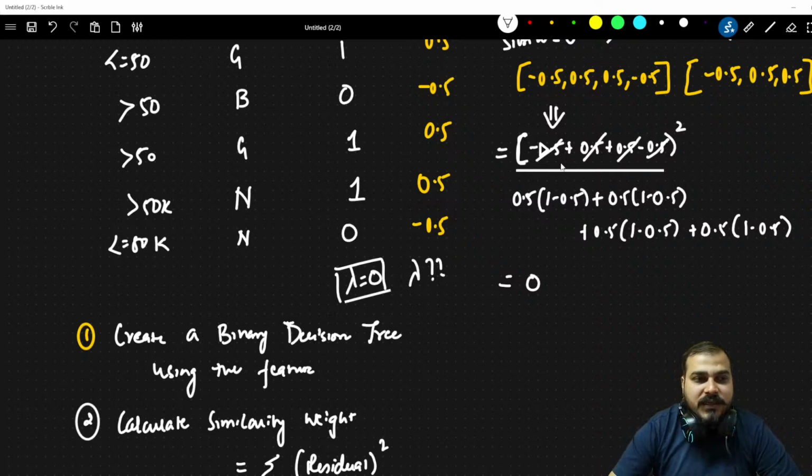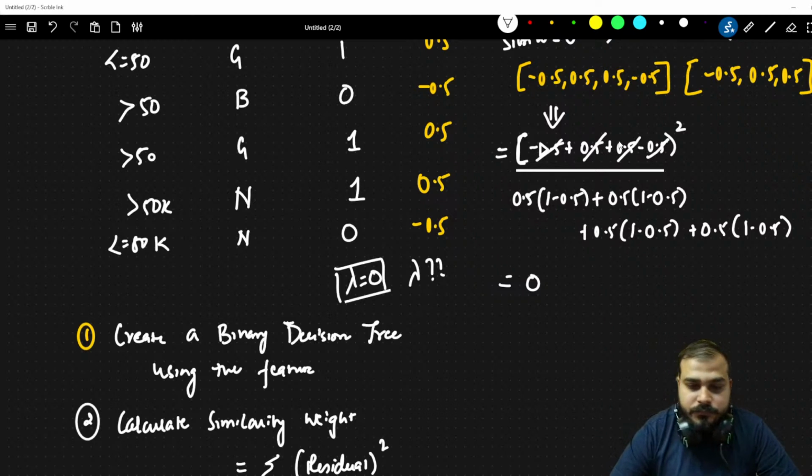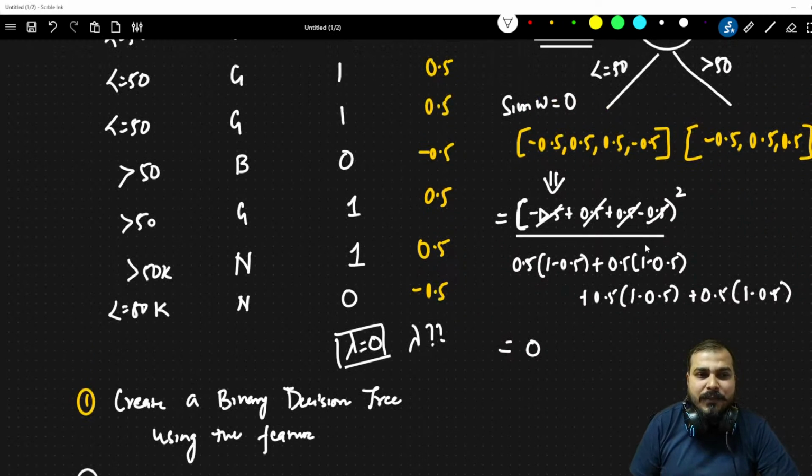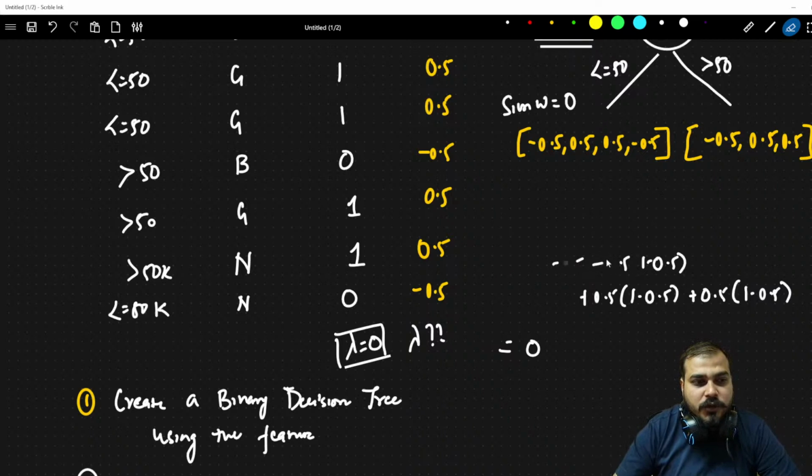It will not be zero, right? Minus 0.5 plus minus 0.5 plus 0.5 plus 0.5, if I do the summation here, you will be able to see that I'm going to get 0. So I hope everybody has got this and you are able to understand it. I'll talk about lambda, don't worry. So this calculation we have done and we have got the summation of weight equal to 0. Let's go ahead and calculate the summation of the weight of the next node.